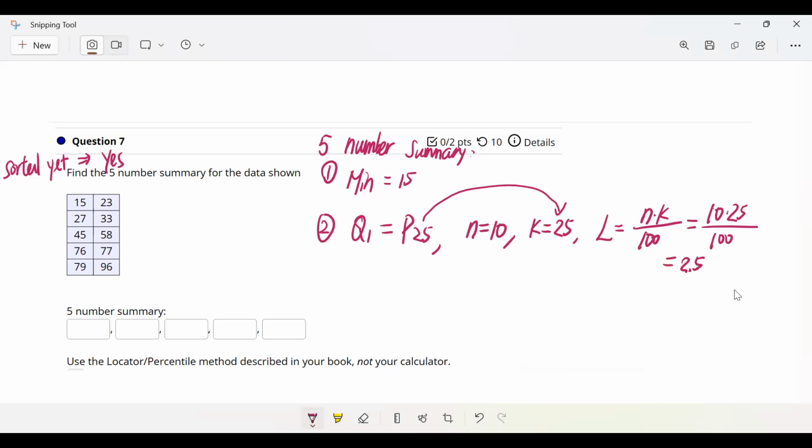Do you guys still remember the rounding rules? What if it's a decimal number? What do we do? You're going to round up to the next whole number, right? Round up to 3, meaning the third data value is quartile 1. Third one. That means you go back to the data.